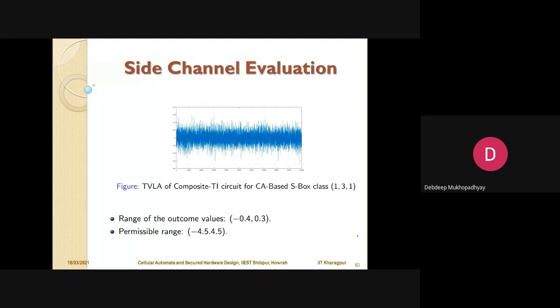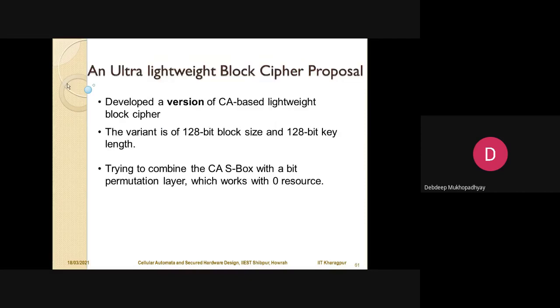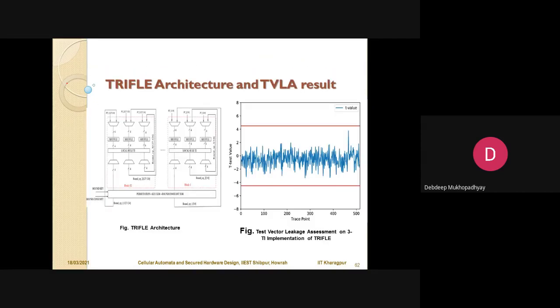So with the CA-based S box, with this protection, we were able to demonstrate that there is no leakage. As you can see here, the thresholds are much lower than 4.5. So you are well within the boundaries to show that the CA can be employed to get not only lightweightness, but also protection against classical as well as side channel attacks. But then when we wanted to make a complete end-to-end block cipher, which we initially called triple, we faced a problem with this.